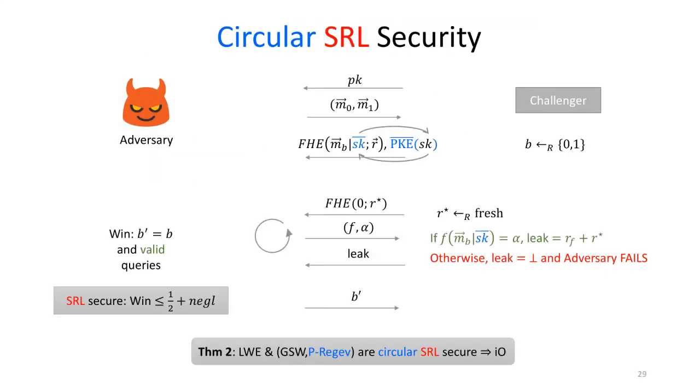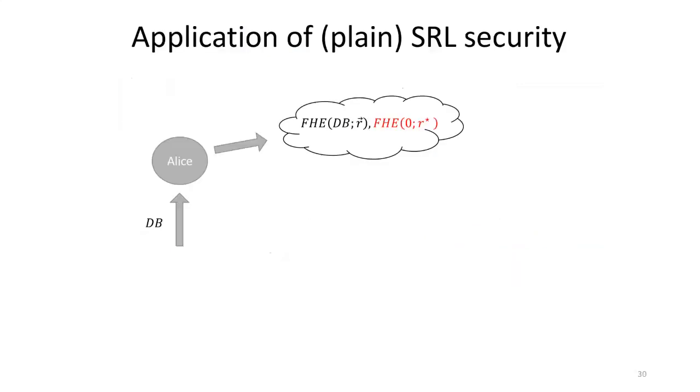So we think this SRL security notion that we introduce is natural. One reason we think so is because it occurs in a fairly reasonable scenario. For example, say you have a database and you send it to Alice. Alice encrypts it. That means she computes the FHE encryption of the database and puts it in the sky, along with some FHE encryption of 0.